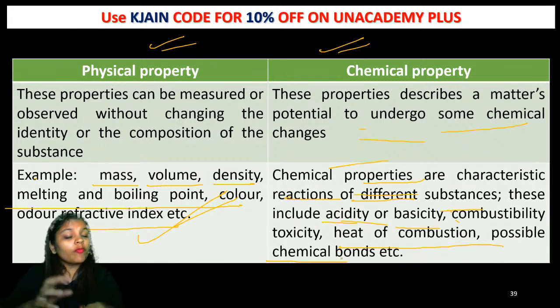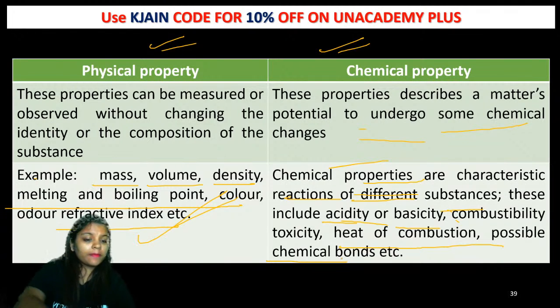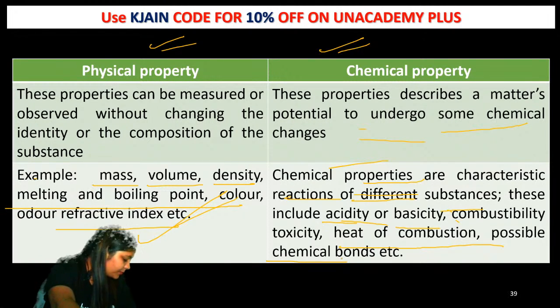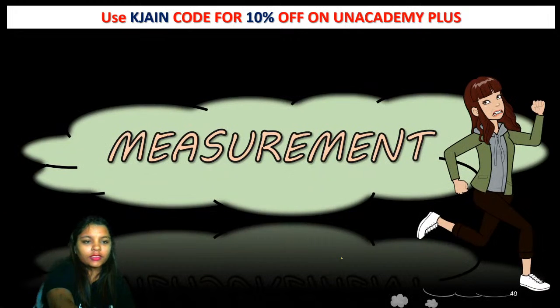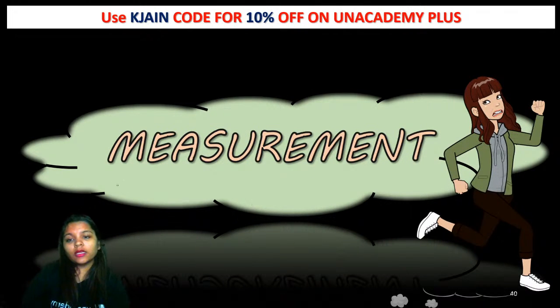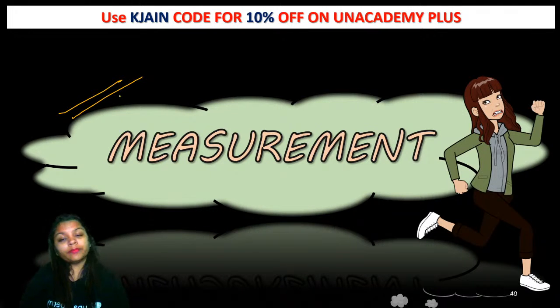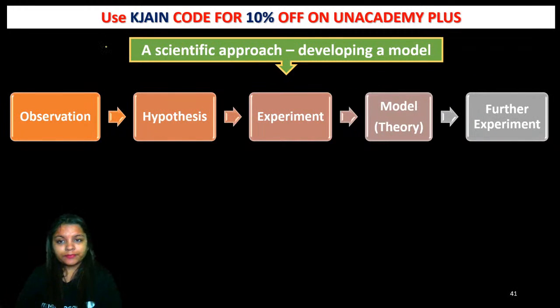Okay, the number of possible chemical bonds. So the next thing is measurement, which the NCERT has given in your book. But from the JEE perspective, it is not very important. Measurement is not very important, but we have to study it.